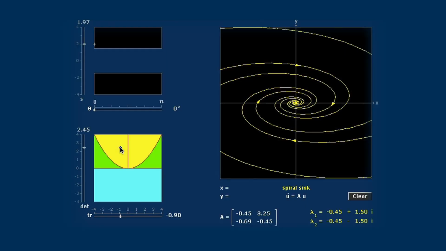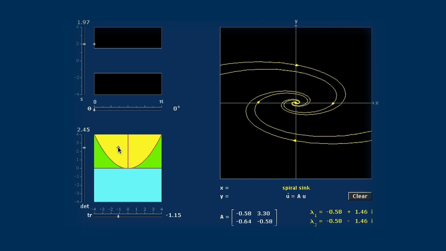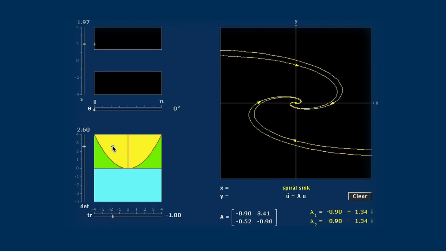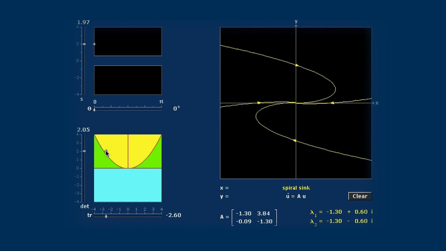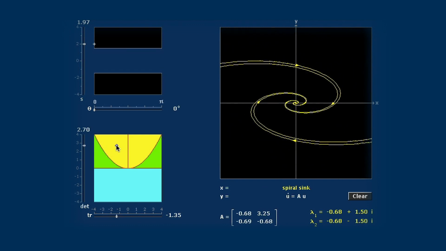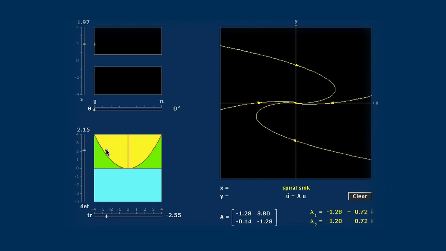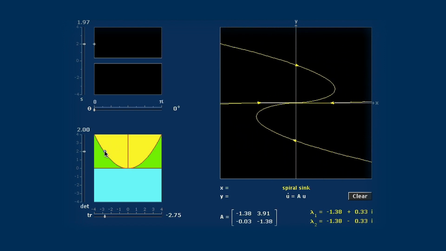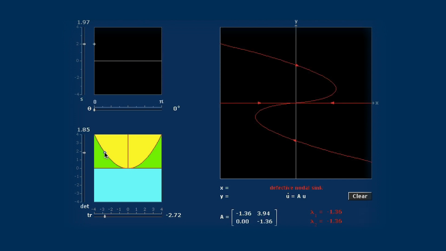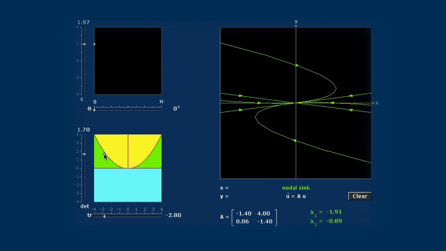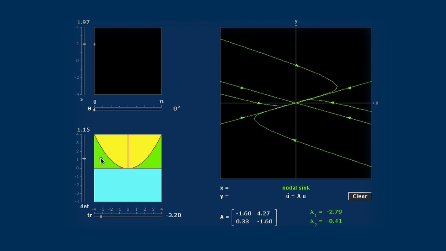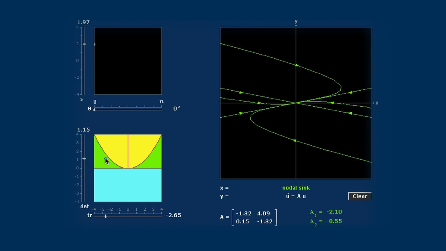Now the trajectories are running in. You can see the little arrows on the trajectories. They're running in towards the origin. They're moving around here. Now I'm going to come down here towards the green section. You'll notice that the trajectories are all yellow. I'm in the yellow section of the parabola right now. If I push down through here, there's this marginal case that happens. It's red, and then that's followed by another completely different pattern of trajectories.